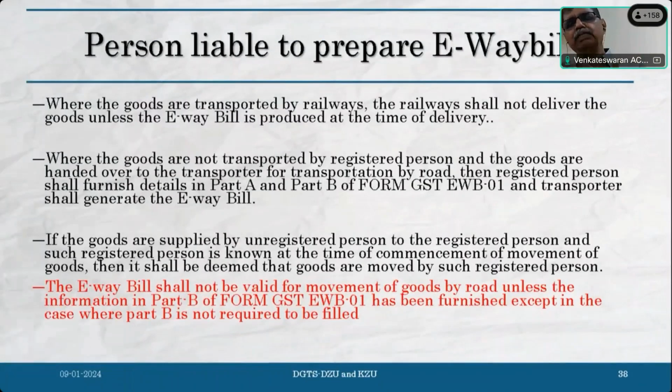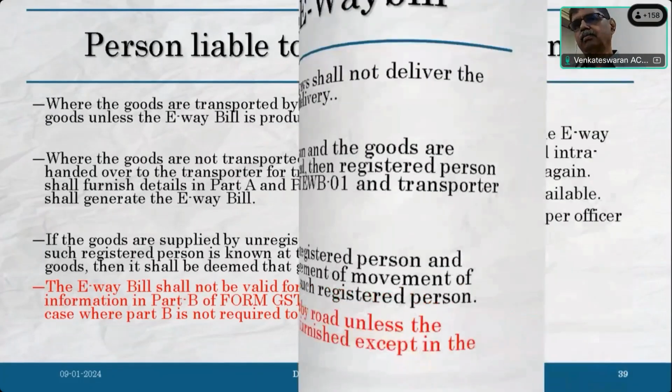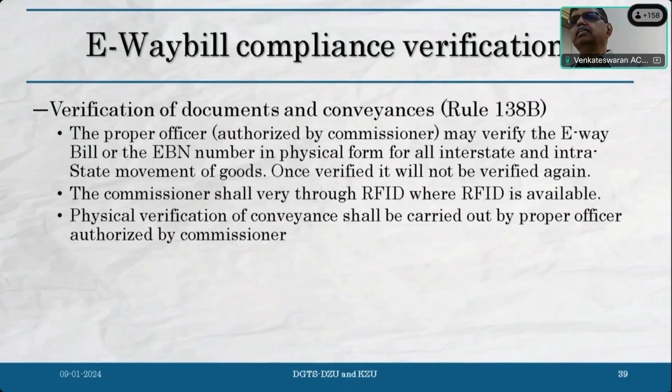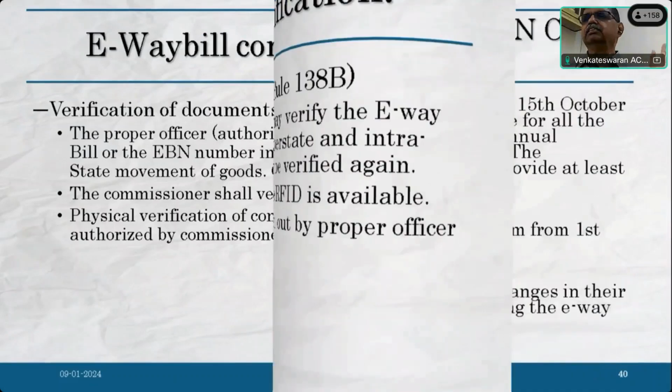Persons liable: the buyer, the supplier, the recipient, the e-commerce operator, or the transporter, whoever causes the movement of the goods is liable to prepare the e-way bill. E-way bill compliance verification: under section 138B, the proper officer is to verify the e-way bill in transit. If the e-way bill is not properly there, he has every right to detain the goods under section 129 and impose a penalty equivalent to the tax involved, subject to other conditions.